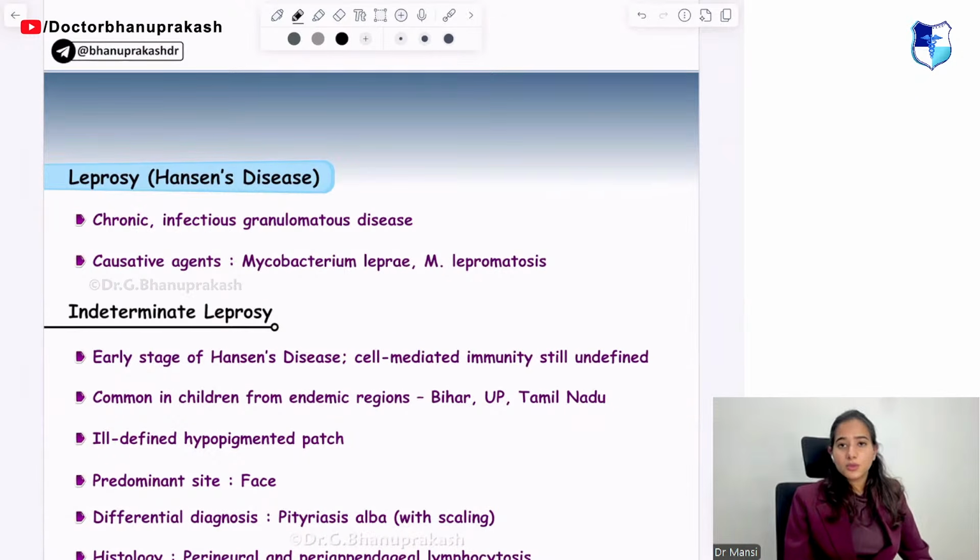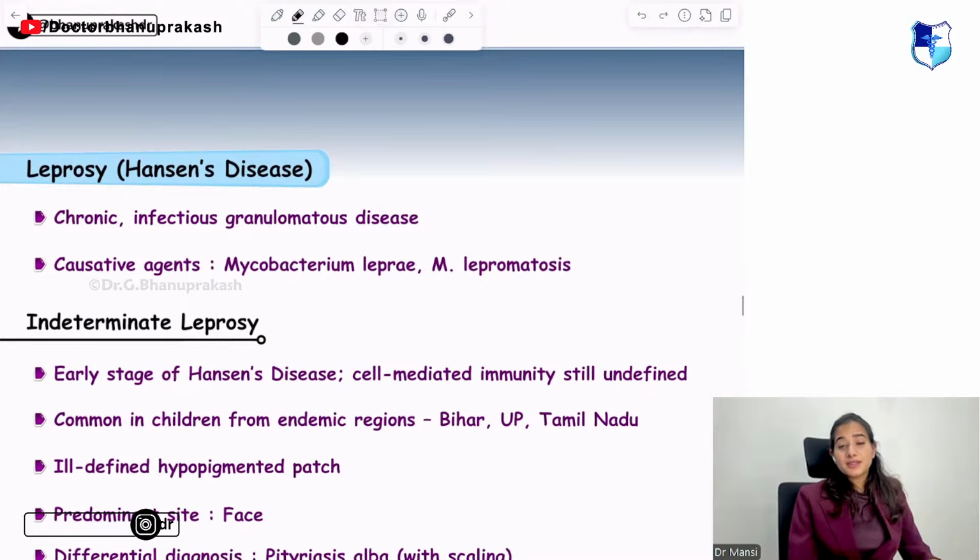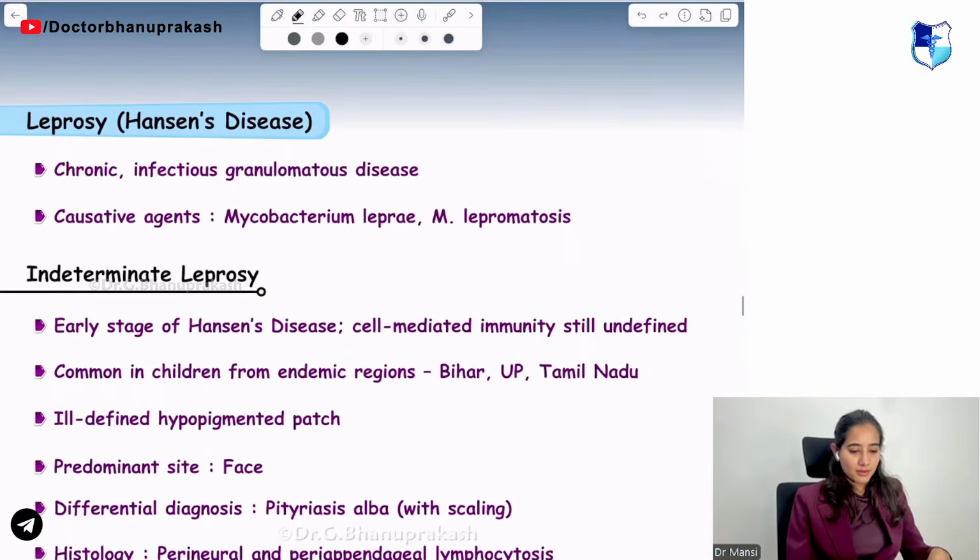Next we move to leprosy. I think we should take a break before we start leprosy, because leprosy is really important, as many questions have been asked and it is a little long topic. So let's take a break.